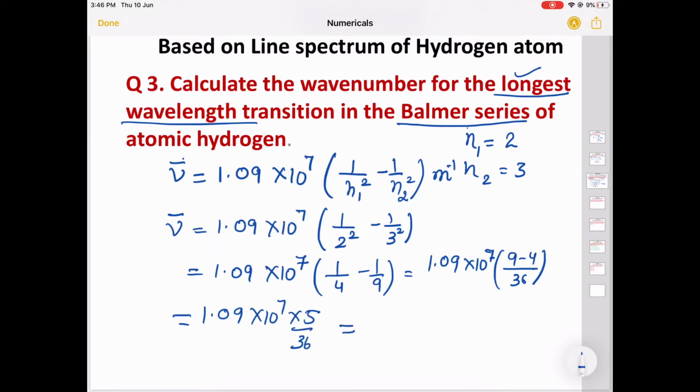By calculating this, we will get the result in meter inverse. So the wave number for the longest wavelength transition in the Balmer series of atomic hydrogen is 1.51 into 10 raised to power 6 meter inverse.